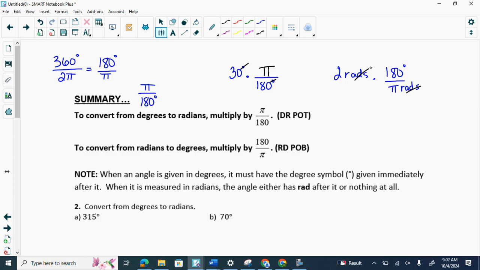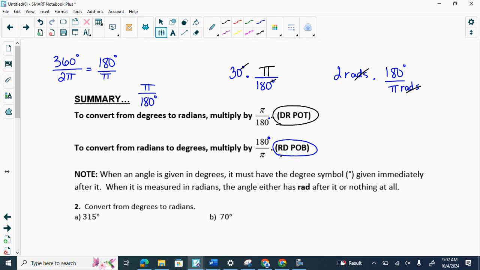There is a little acronym, Dr. Pot: degrees to radians, pi on top, is what that stands for. So the pi would be on top. Should have a degree symbol. So sad that it doesn't. So degrees to radians, pi on top, and then RD-Cob, radians to degrees, pi on bottom. If you want to be a memorizer, here are some options.